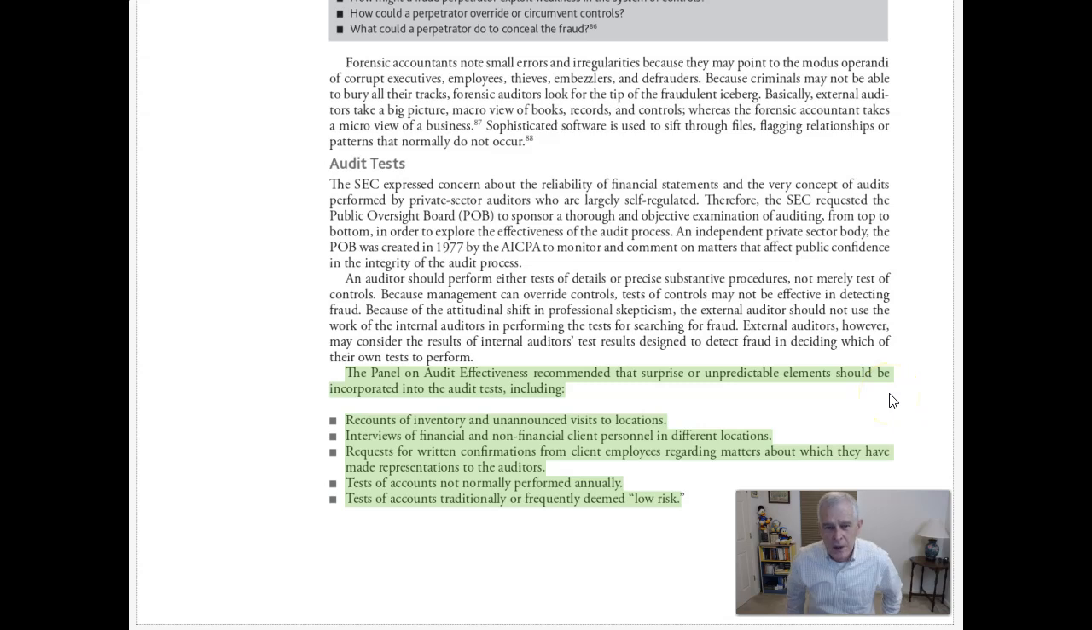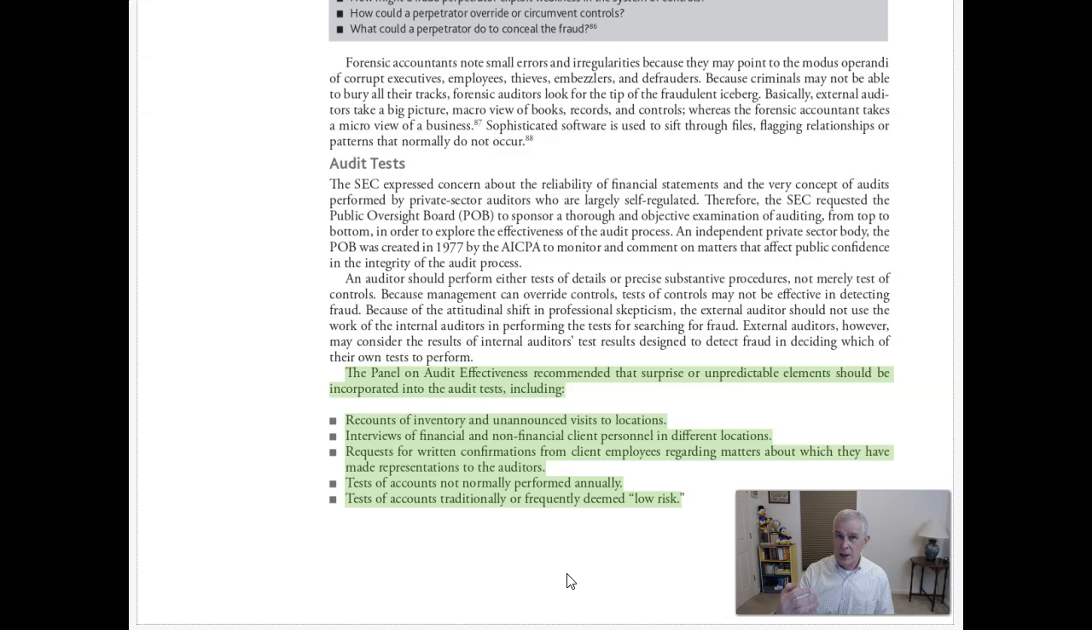Now the panel audit effectiveness. And again, some of these groups. Again, we saw this earlier. You try to change things up. Okay, let's go back and recount the inventory we just counted maybe last week. Unannounced visits to special locations. Let's interview more people or different people. Let's request written confirmations from clients regarding matters that relate to this. Test accounts not normally performed annually. Again, changing things up, trying to catch your client off guard who may be trying to hide something, to hopefully find fraud if it exists.